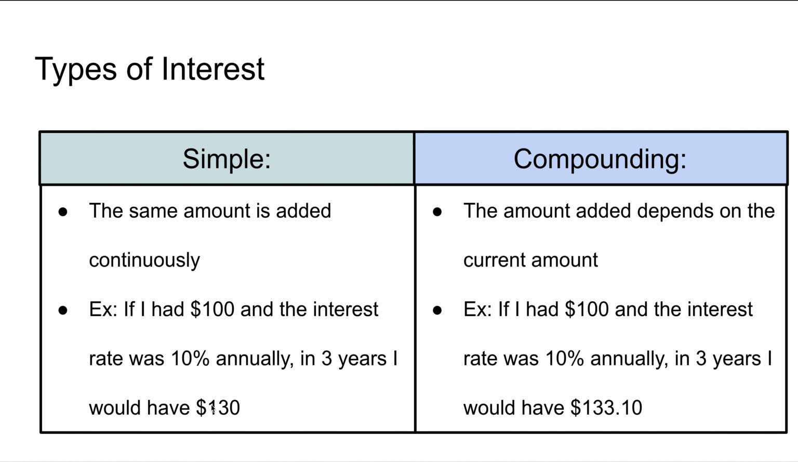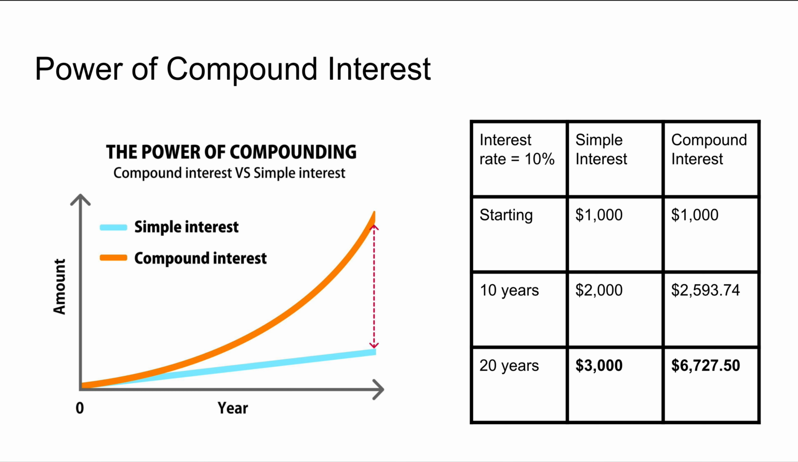And as you can see, by year 3, you get about $3.10 extra, which really doesn't seem like that much. But compound interest is very powerful, and let's take a look at that now. So first, I really like this graph on the left because it just really easily shows how compound interest varies from simple interest.